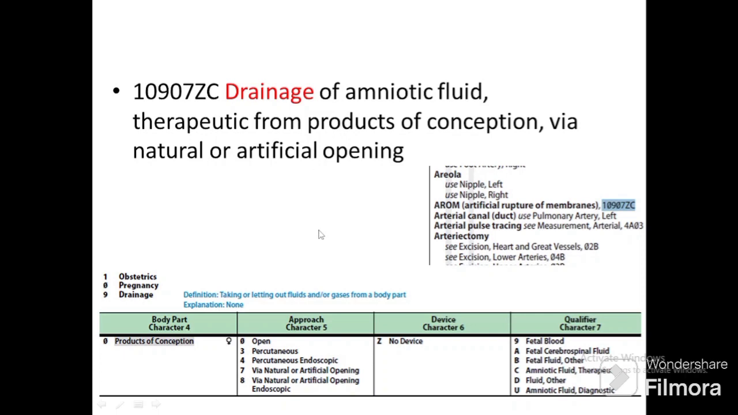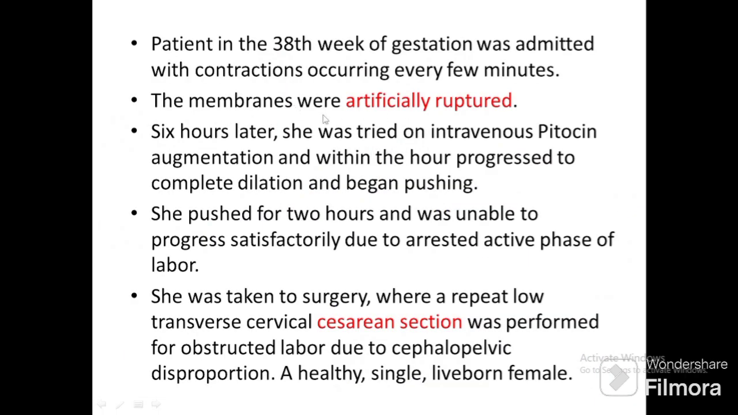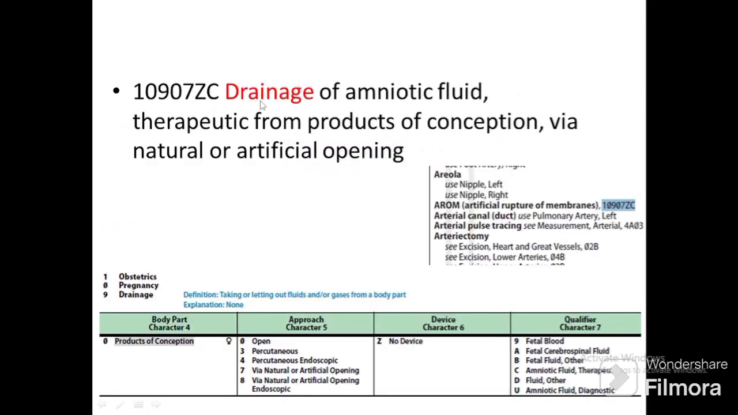So here drainage is also coded because, see, the membranes are artificially ruptured here. So we should code this procedure as well. So it comes under the root operation drainage. So drainage of amniotic fluid. So we should use the term drainage from the index. Or we can also use this term artificial rupture of membranes, AROM.